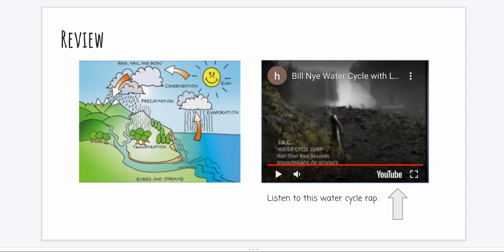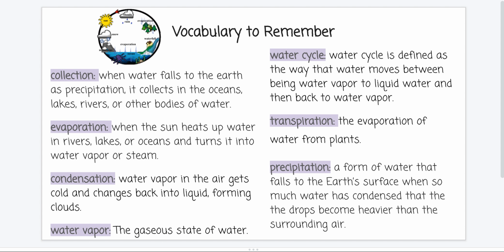Okay. So here we see our vocabulary, and you also have a copy of your vocabulary for this, so you can refer back to it. All right, and so that is a quick lesson on the water cycle.